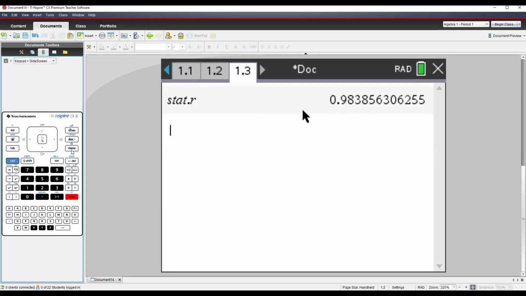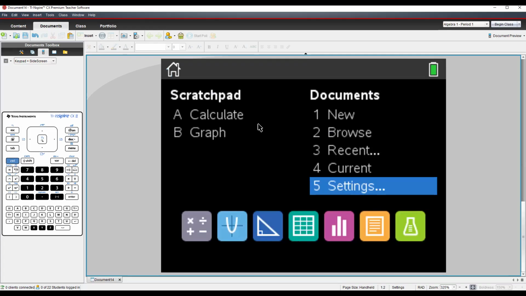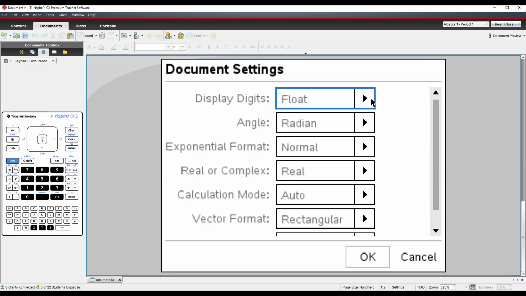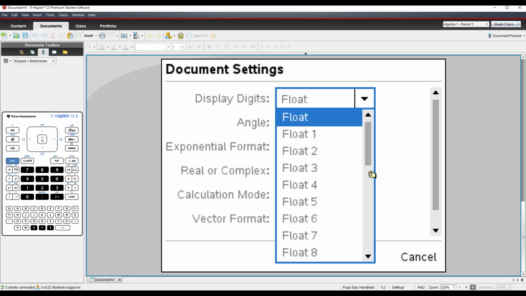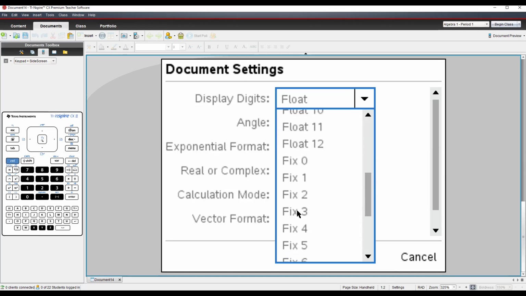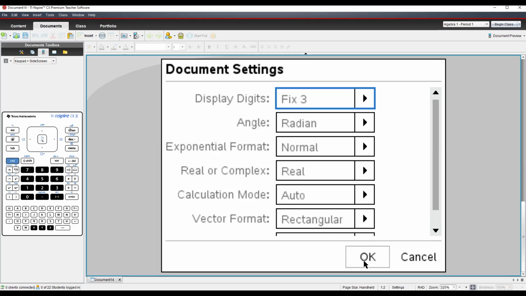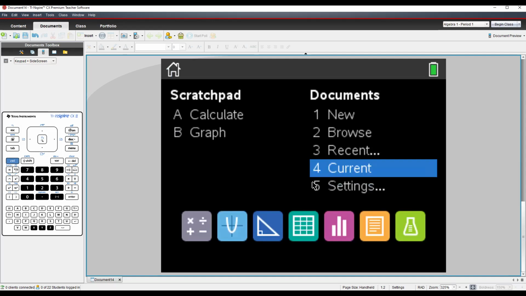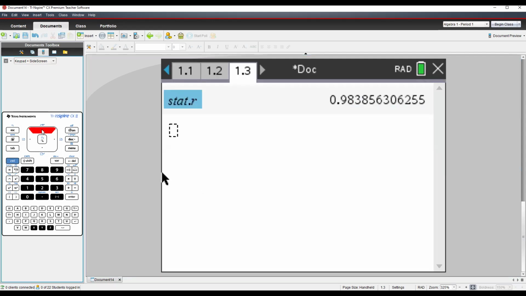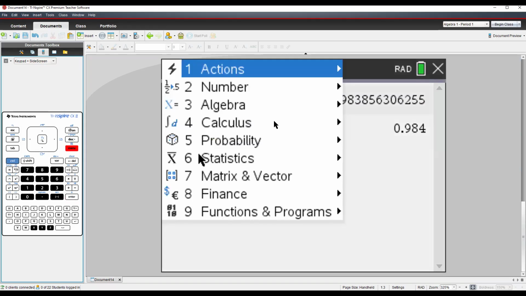Okay. Now, here's what I want you to see. If you want to round this, you have to go to the home screen and you have to change the settings to round it. Document settings. And then you're going to change the display digits to fixed. Since it's thousandths, 1,000 has 3 zeros, it's going to be fixed 3. And then we go back and all we have to do is just recopy this and now it'll round it for us. So that is our rounded answer, 0.984.